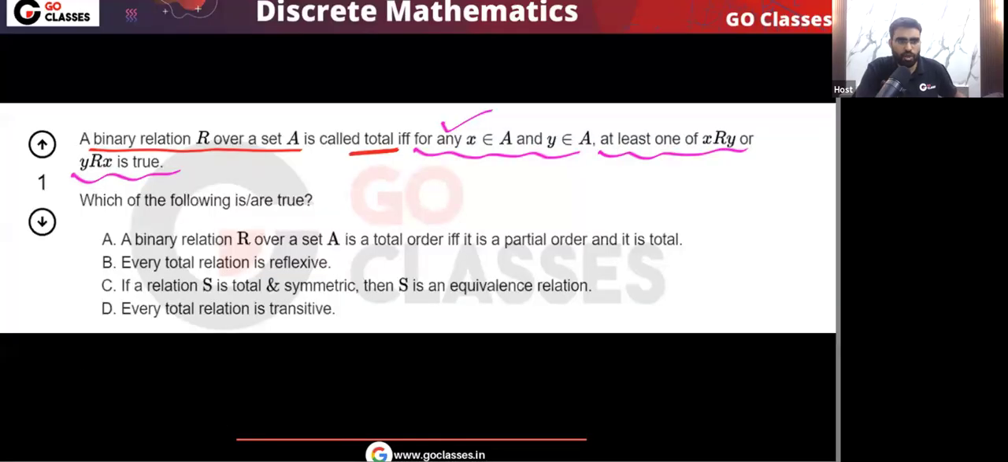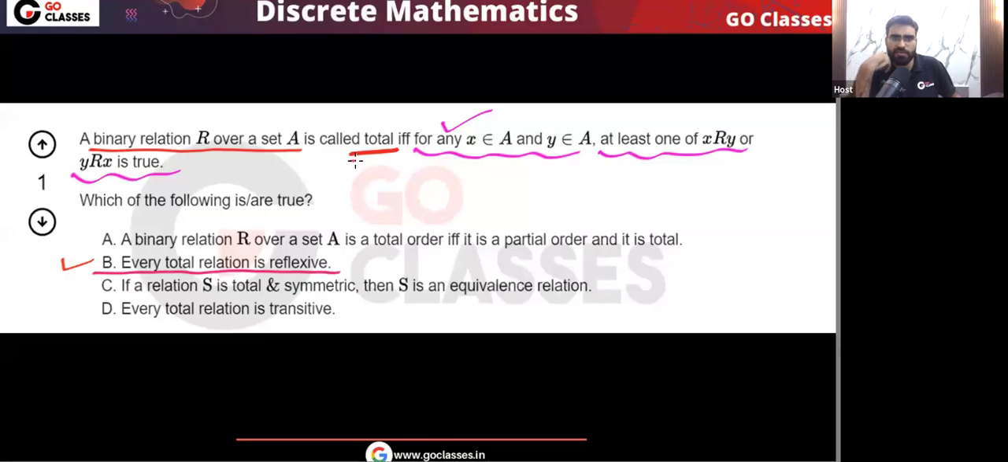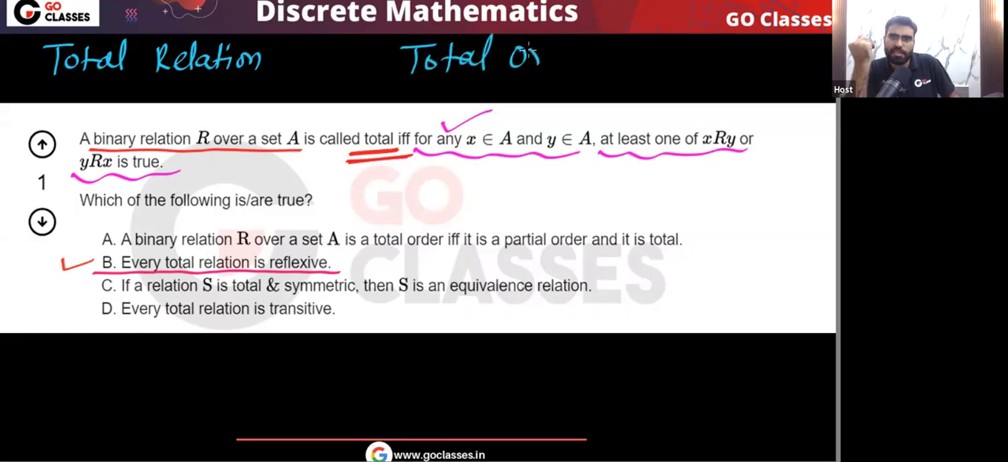Okay. So look at the second option. Can I say every total relation is reflexive? Yes, this is true. Why? See, first you understand the definition of total relation. Is this the same as total order relation? Tell me, total versus total order. Don't confuse this total relation with total order. Do you remember what total order is? Total relation is a new definition, and total order relation is a standard definition. They are not the same.